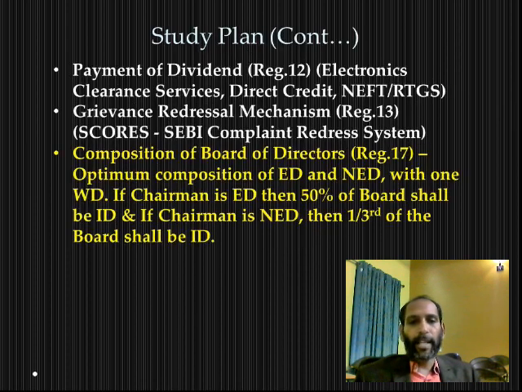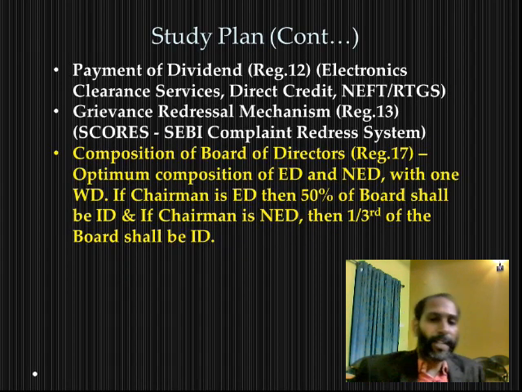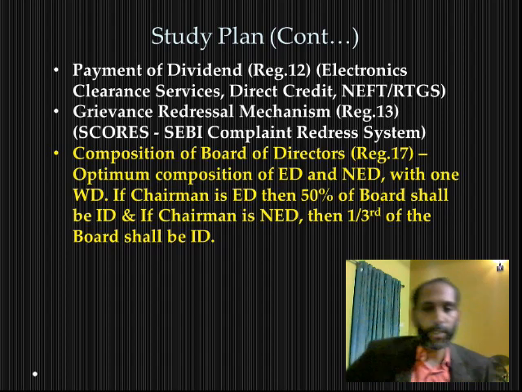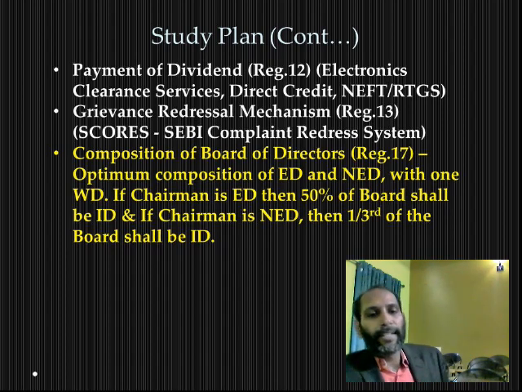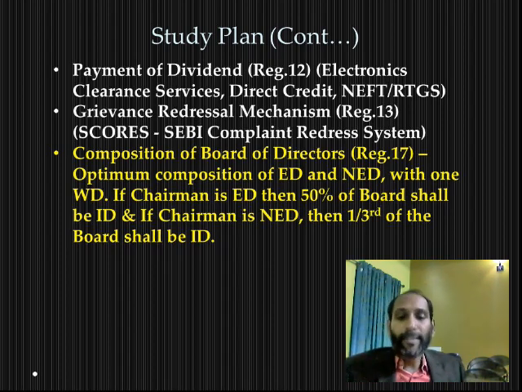Next bunch, here we go. The second bunch you have to study, apart from the first bunch, dear students, is with regard to the payment of dividend, regulation 12. You all know sections 123, 124, 125 of the Companies Act, which you have studied, dividend provisions, but you have to study some extra provisions for these regulations. This is with respect to payment of dividend, regulation 12.